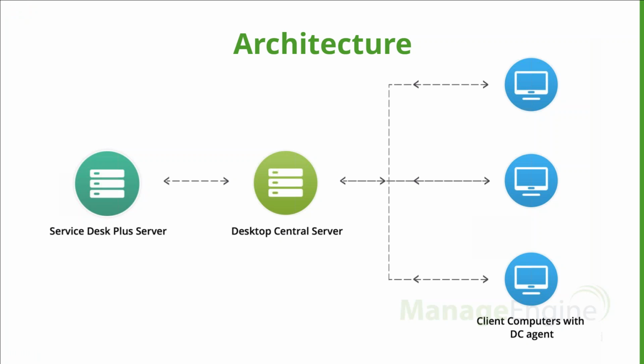So whenever there's new asset information fetched from the client machines, the Desktop Central server will generate an XML file and put it in the bin folder of the ServiceDesk Plus server product. Whatever information Desktop Central server posts as an XML file, ServiceDesk Plus server will read that information and update its CMDB.